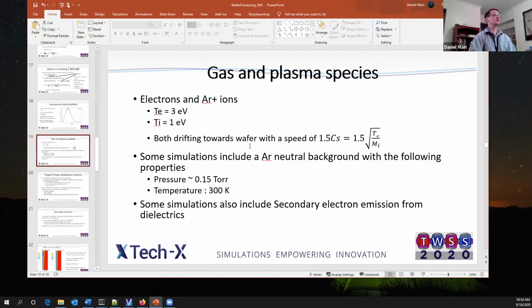I just set the electron temperature to 3 eV, the ion temperature to 1. I just played around a little bit with the drift velocity. Anything around the sound speed gave us good results. For some simulations, I've included an argon neutral background just to demonstrate the role of collisional processes on the ion and angular energy distribution function. For those simulations, the pressure was 0.15 torr. And then I did a fourth simulation where I included secondary emission off of the dielectric.